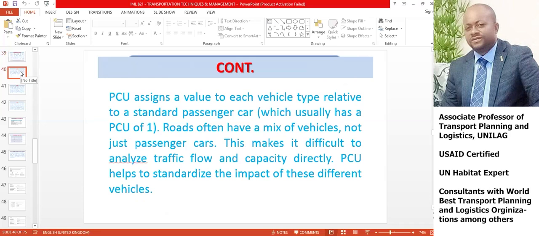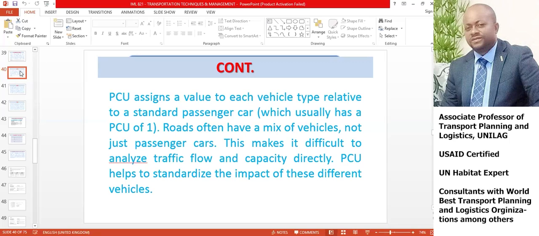Now, PCU assigns a value to each vehicle type relative to a standard passenger car, which usually has a PCU of 1. That is the basis. A car is 1. When you multiply any value that you have counted from car with the PCU, it is usually the same number because it is seen as 1. Now, roads often have a mix of vehicles, not just passenger cars. This makes it difficult to analyze traffic flow. That means you can't analyze traffic flow without having the conversion into the PCU.